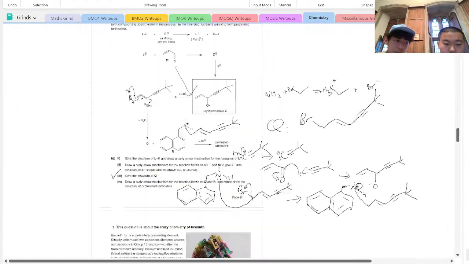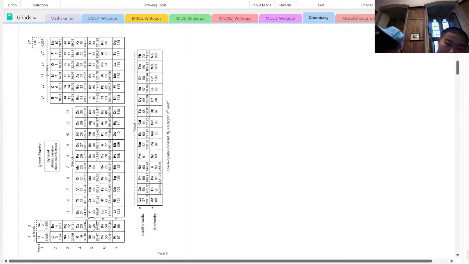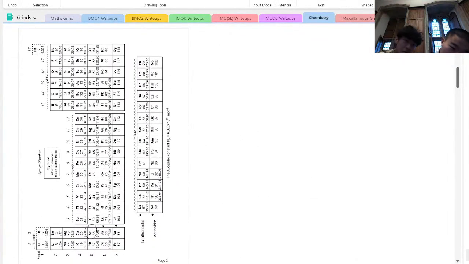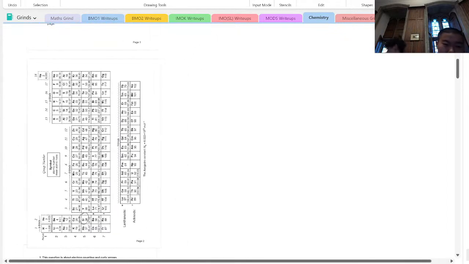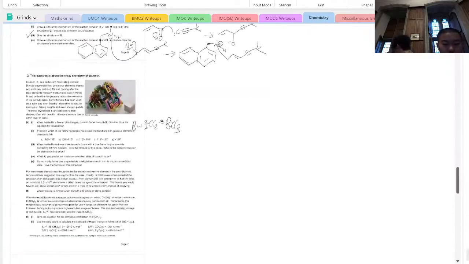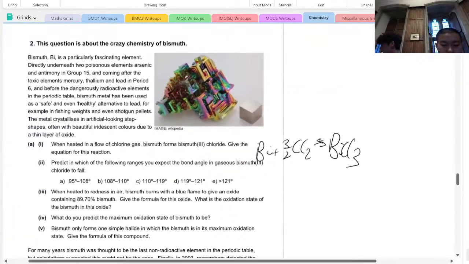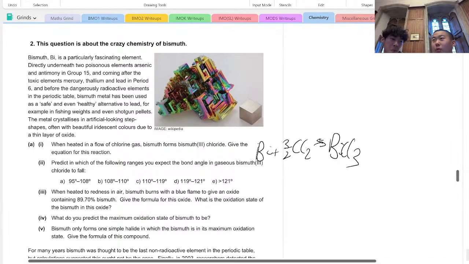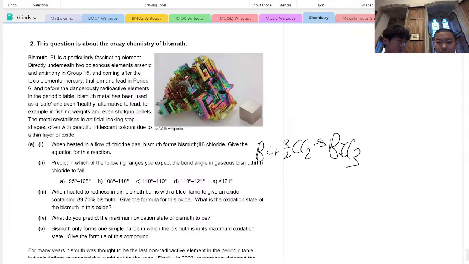Where is Bi in the periodic table? It's in nitrogen's group, which means, what's the angle in NH3? NH3 is pyramidal. I'm gonna say 95 to 108. Is that right? Yeah.